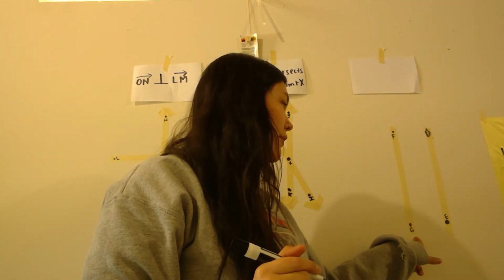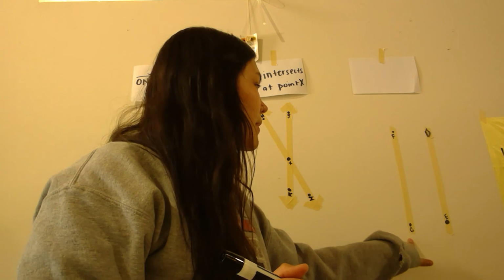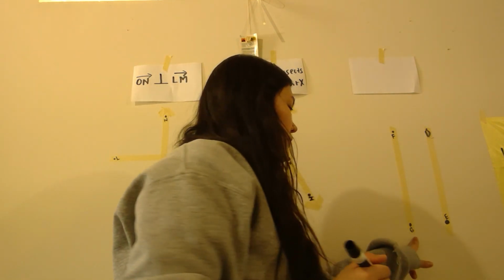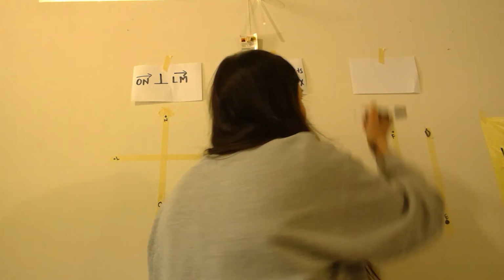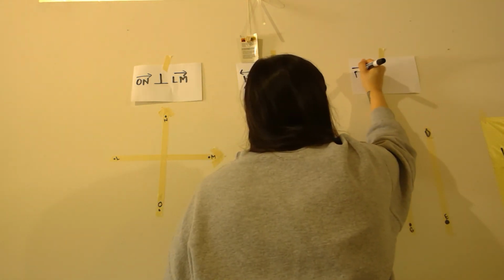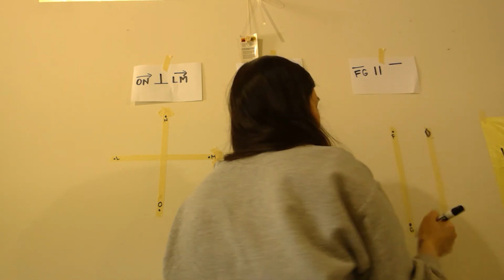Alright, and then our last set of lines, think about, are these parallel, perpendicular, or intersecting? And we know that they are parallel because they're an equal distance apart and they will never intersect. So notice how these don't have any arrows on the end. So we know that these are line segments. They have endpoints. So line segment FG is parallel to line segment DE.